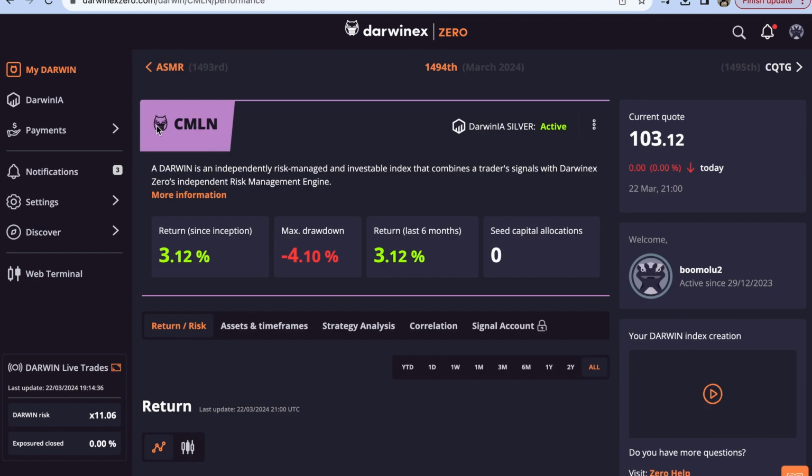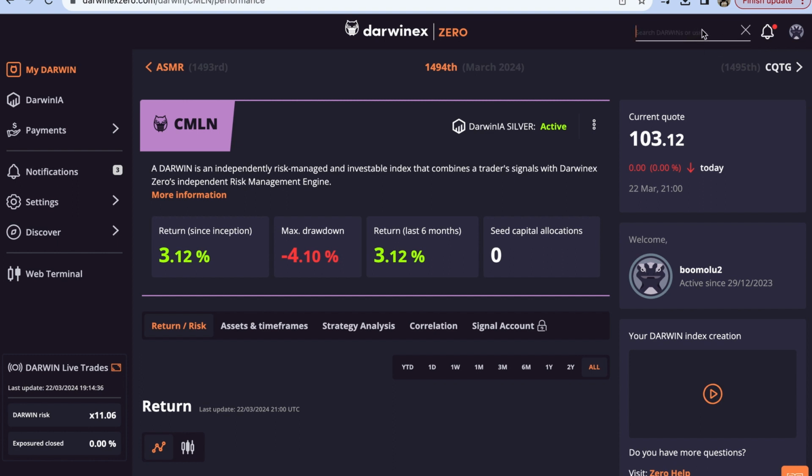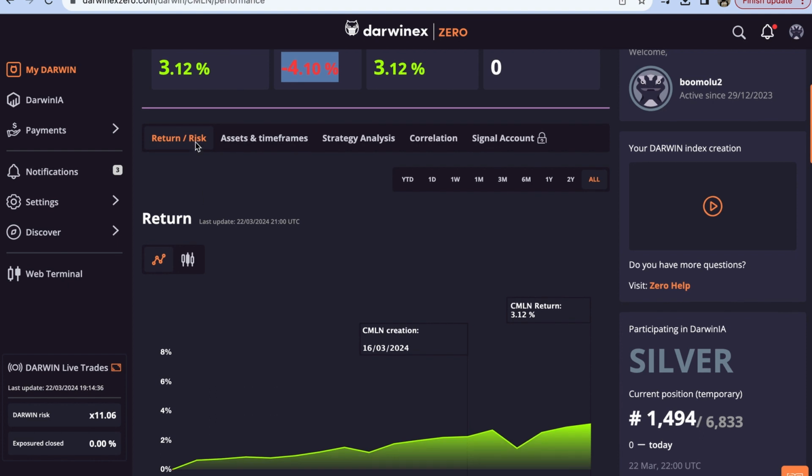So my index is CMLN. If you want to search me up on Darwinex itself, you can log into Darwinex and then search my Darwin CMLN, as you can search up other Darwins as well too, in which I'll also show you guys all that. So first of all, going into it, this week I made about 1 to 2%, right? The drawdown, you know, whatever. I don't really care, but just look at this, right? So in my return to risk as my index, right?